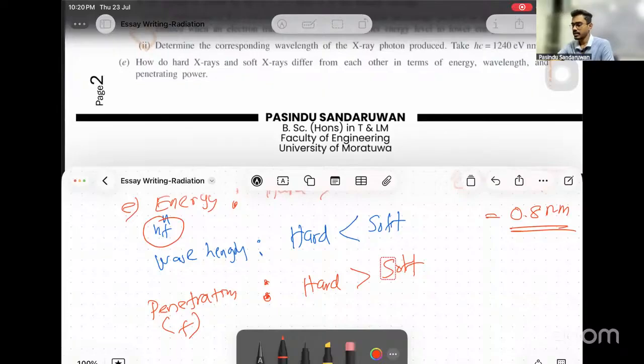All right. Any questions? Any questions about the second one? Will both black body radiation and X-ray come together or separately in different years?